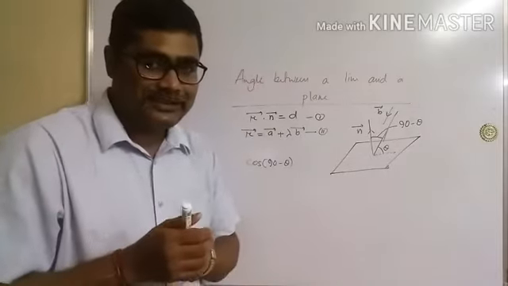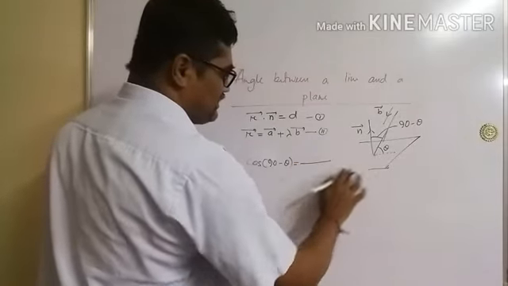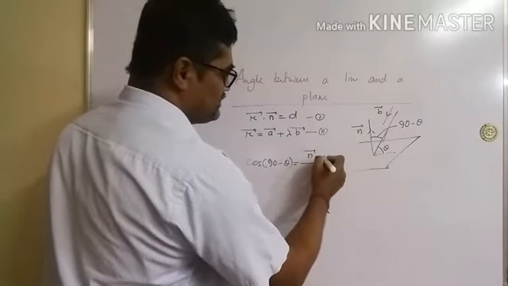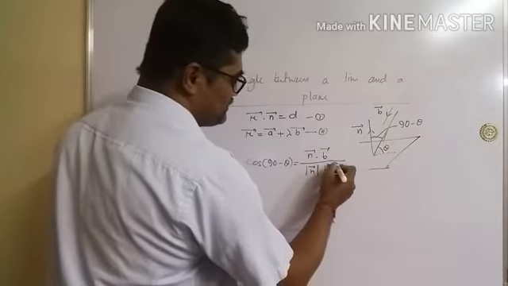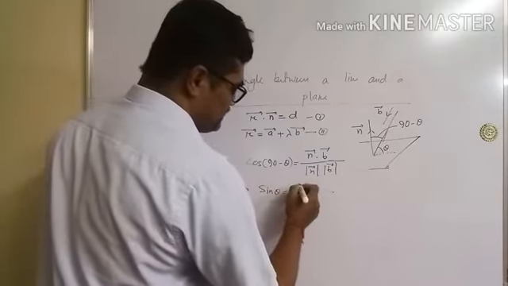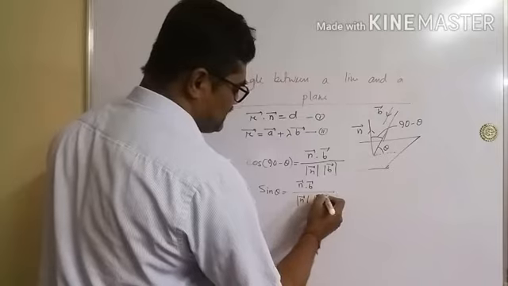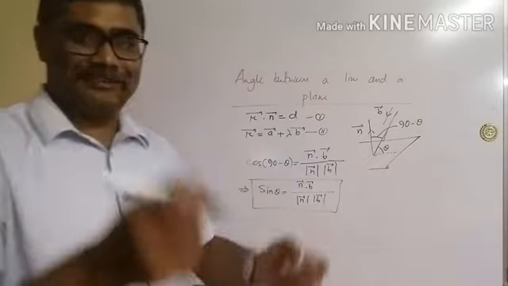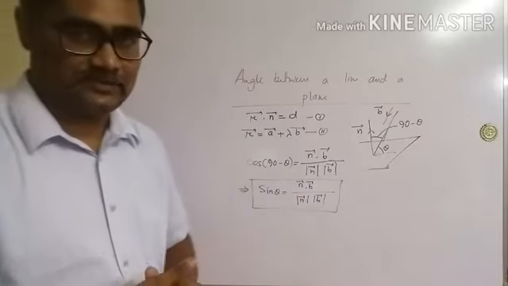How do you find that? Dot product, right? In the numerator, what will you find? The dot product of these two vectors, B and N, or B dot N, and their magnitudes in the denominator. And on the left side, cos of 90 minus theta will become sin theta, right? So you can express this directly in terms of theta. This is what gives you the angle between a line and a plane. It's a very easy concept.